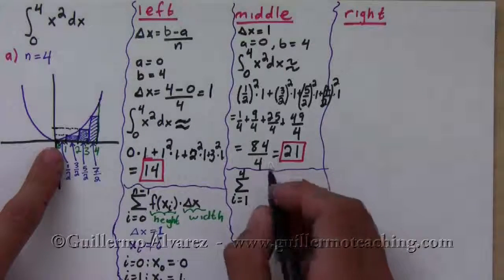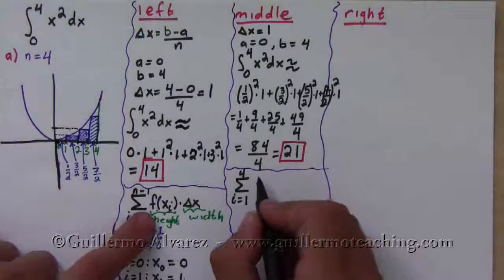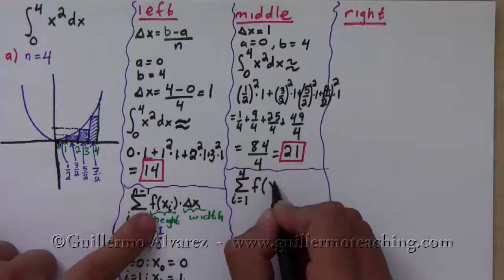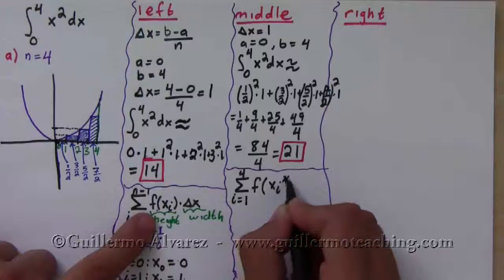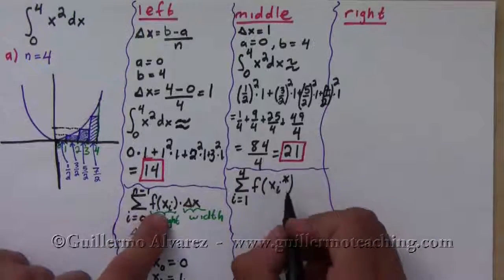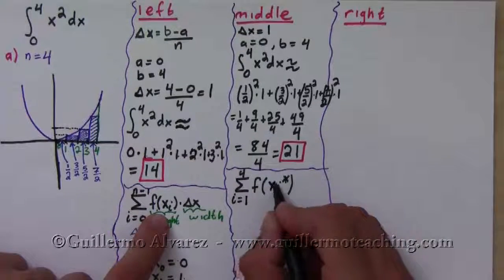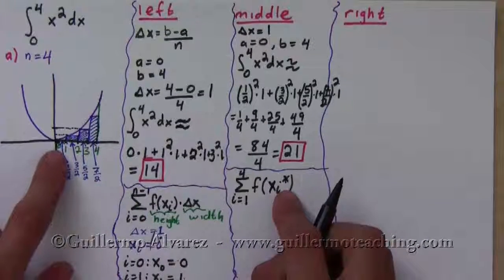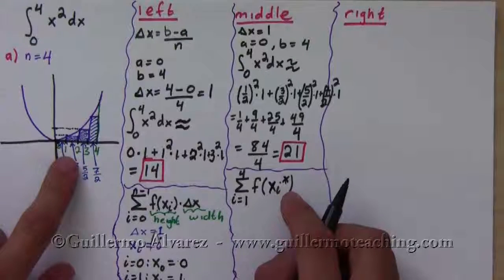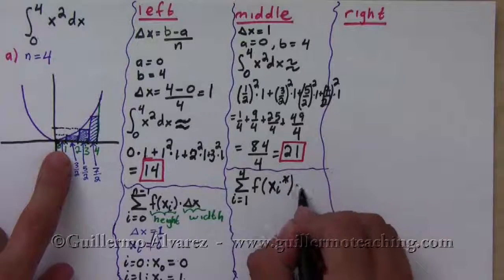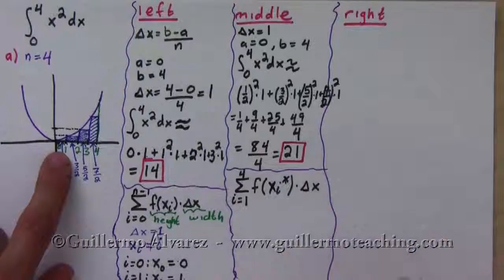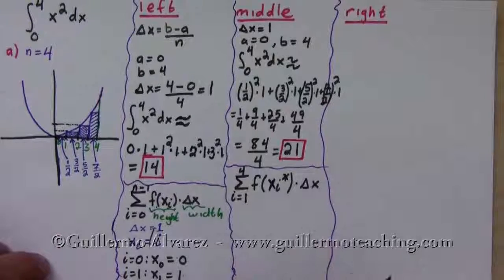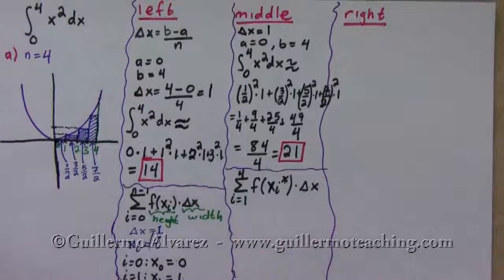Now, here, I'm going to write down f of x sub i star instead of f of x sub i, because since I'm using the midpoint, it's not 0 and it's not 1, it's actually right in between. So the star is the conventional notation for that. But don't worry too much about it. We're going to basically do the same thing.